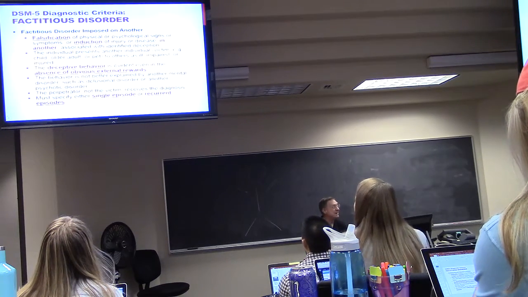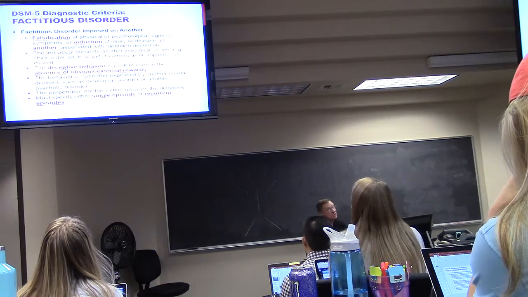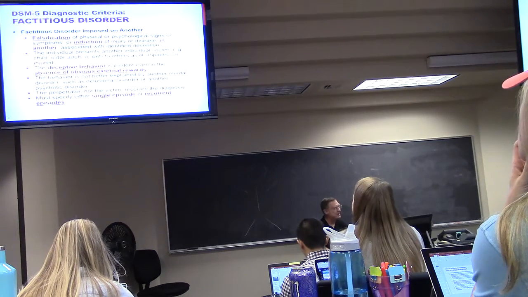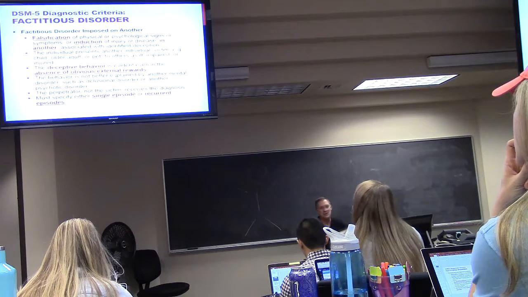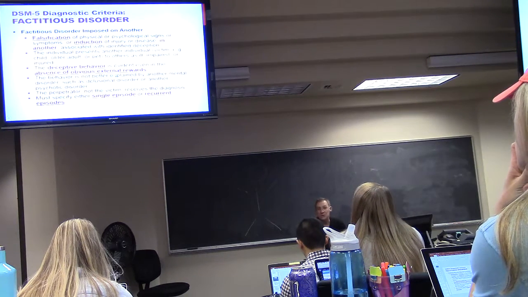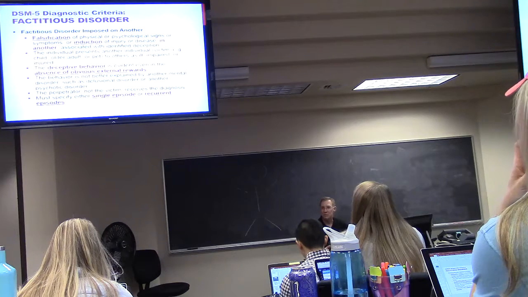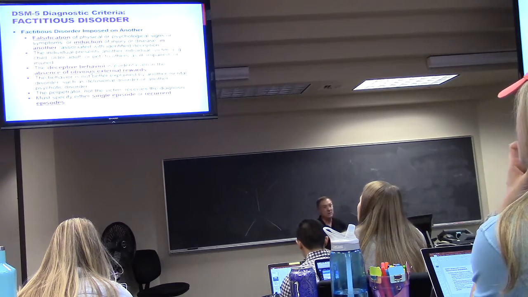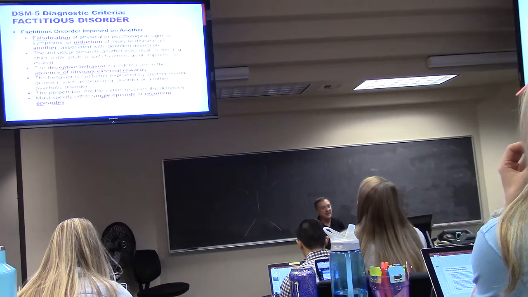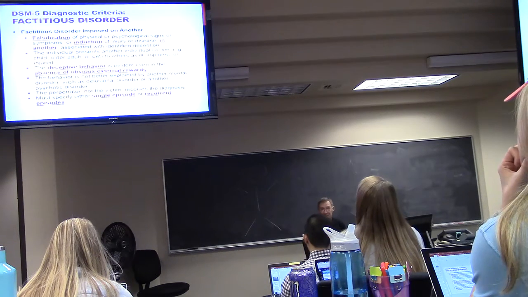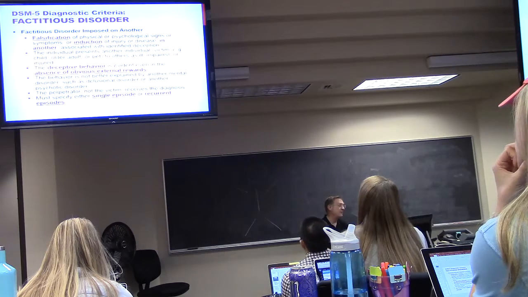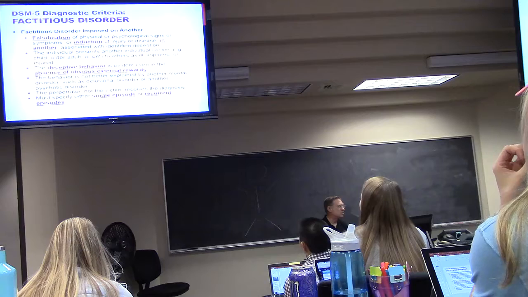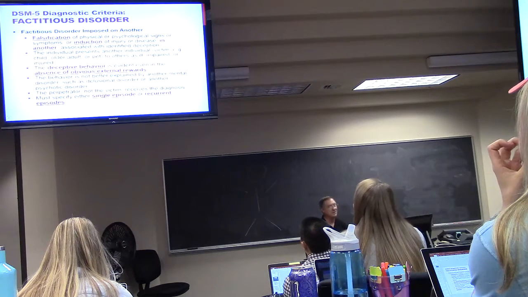Okay. To others as ill, impaired, or injured. So somebody's doing something to a victim. The deceptive behavior is evident even in the absence of obvious external rewards. Again, they're doing it, but there is no obvious reason what they're going to gain by doing it. And again, if you can prove what they're doing, it's not malingering here, it's a crime. Okay? It will be a crime anyway. The behavior is not better explained by another mental disorder, and the perpetrator, not the victim, receives the diagnosis.